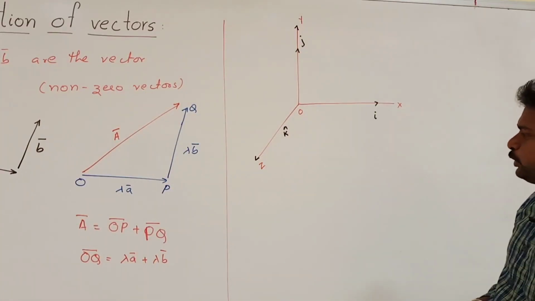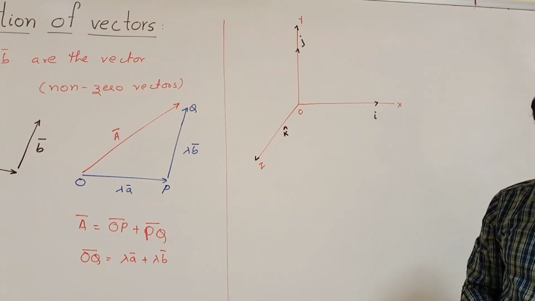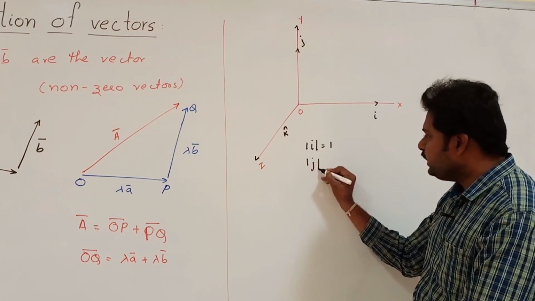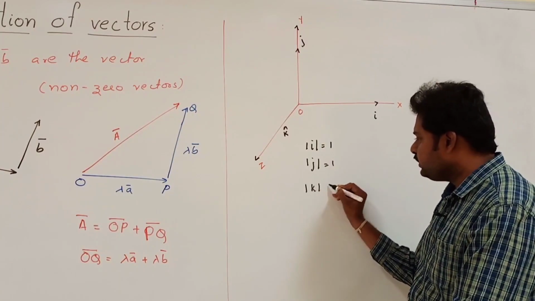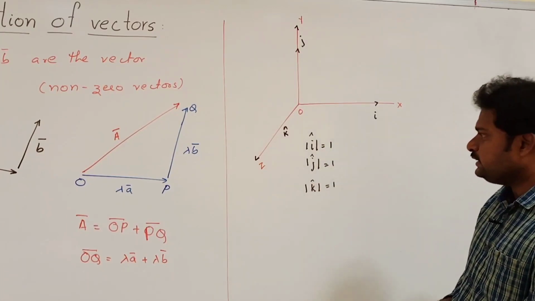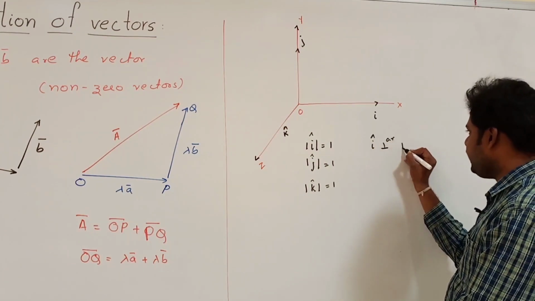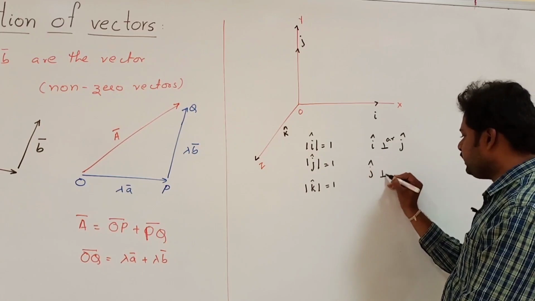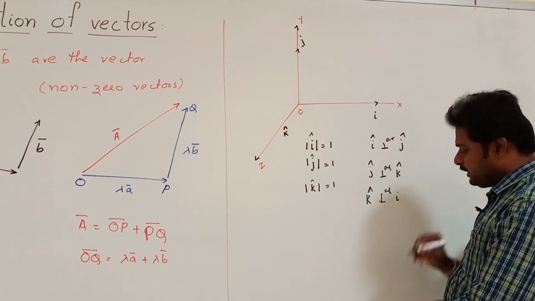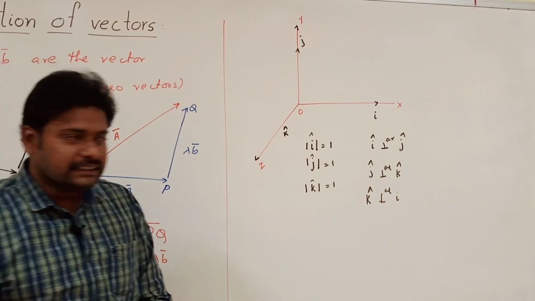Now, what are the unit vectors? Unit vectors have magnitude 1 pointing in a particular direction. So, magnitude of i is equal to 1, magnitude of j is equal to 1, and magnitude of k is equal to 1. To represent unit vectors, I will put a cap on i, j, k. And here i vector is perpendicular to j vector, j vector is perpendicular to k vector, and obviously k vector is perpendicular to i vector. i, j, k are vectors which are mutually perpendicular to each other.